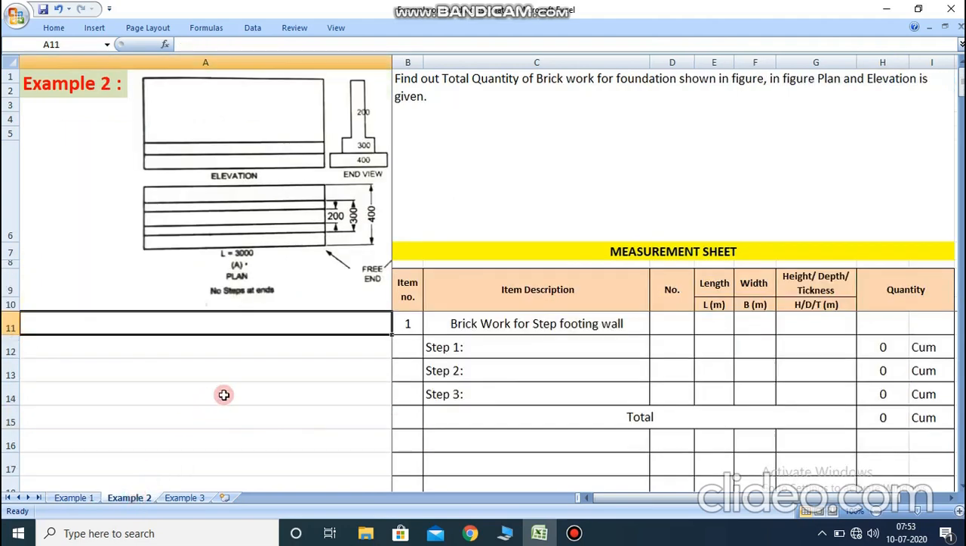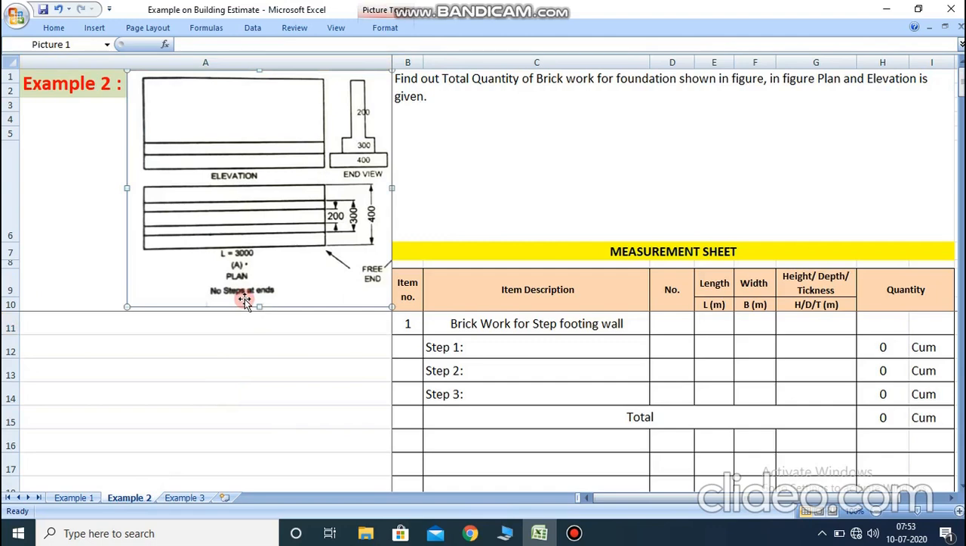Now we take a second example. So see, in this example one wall is given. Here all the dimensions are given in mm, but we write here in meter. Clear? So here we discuss the dimensions. Here 200 mm wall thickness is given. Then after, a step footing is given. In the step footing, second is a 300 mm step, and then after 400 mm step.